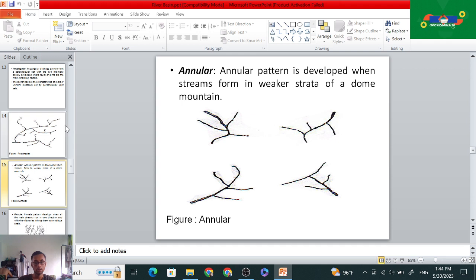Then the annular pattern is developed when the streams form in weaker strata of a dome mountain. This is called the annular.